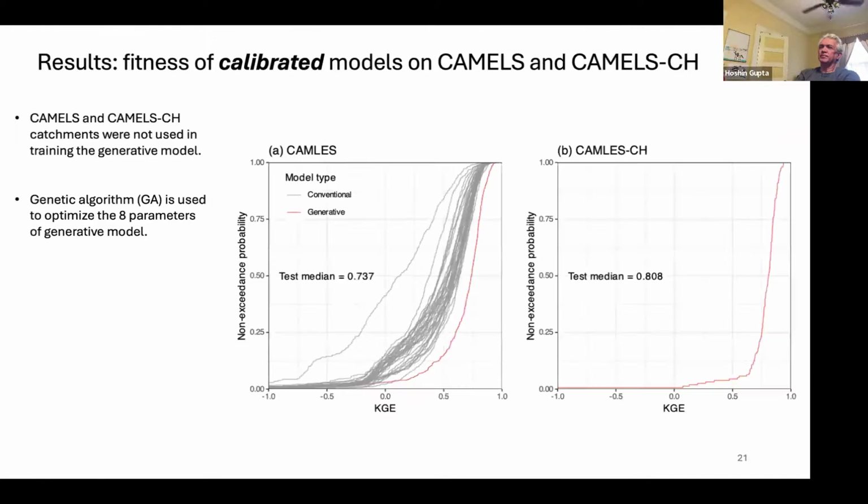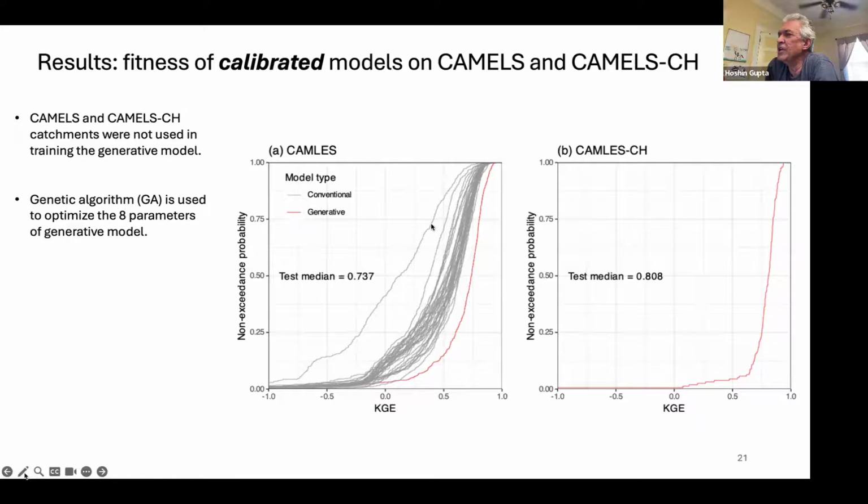Okay, so for the CAMELS catchments, we compare our generative model with the conventional models. The test KGE median is 0.737, which is quite high. And you can see the cumulative distribution curve, CDF, our generative model performs better than any conventional model in general.